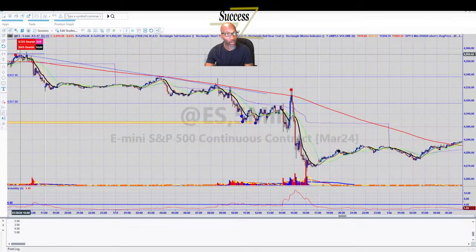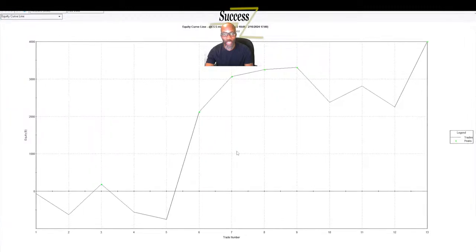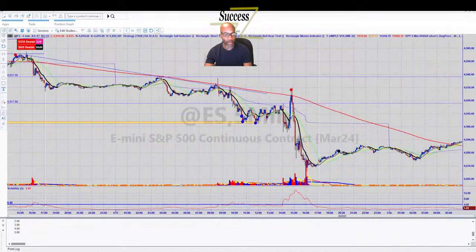And then if we go over to the strategy performance report, if you had done 5 contracts each time for that specific strategy over the course of 2 months, you could possibly have made $4,000. So I don't know. I'd like to see a little bit more than that out of it. I'd like to see this curve a little better, and it took 13 trades over 2 months, 60 days. So let's see what we can get out of this one.